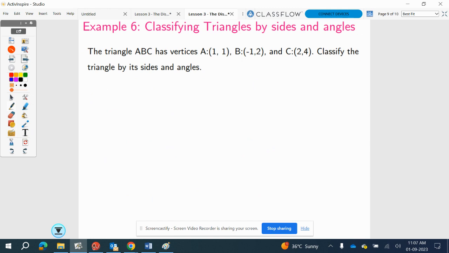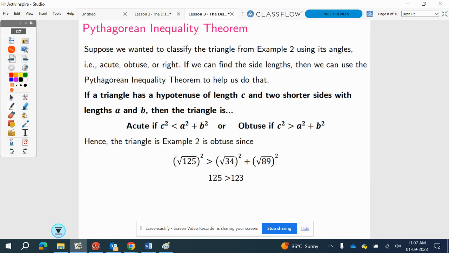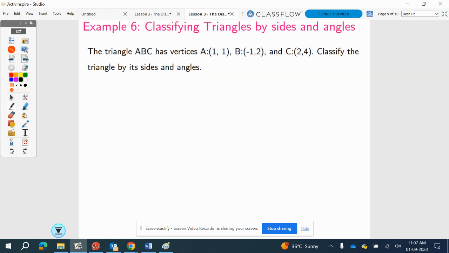Is this proof that we have to write it? No, we're just investigating and finding an answer. What you can do is use the previous Pythagorean inequality theorem to decide what type of triangle that is. So have a go at doing that question now. But you have to decide which one's going to be your A, B, or your C.